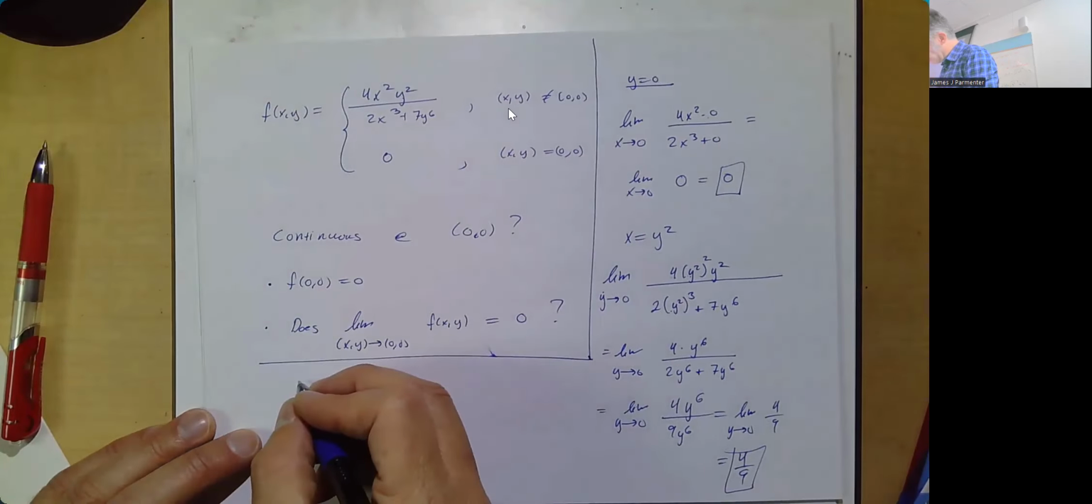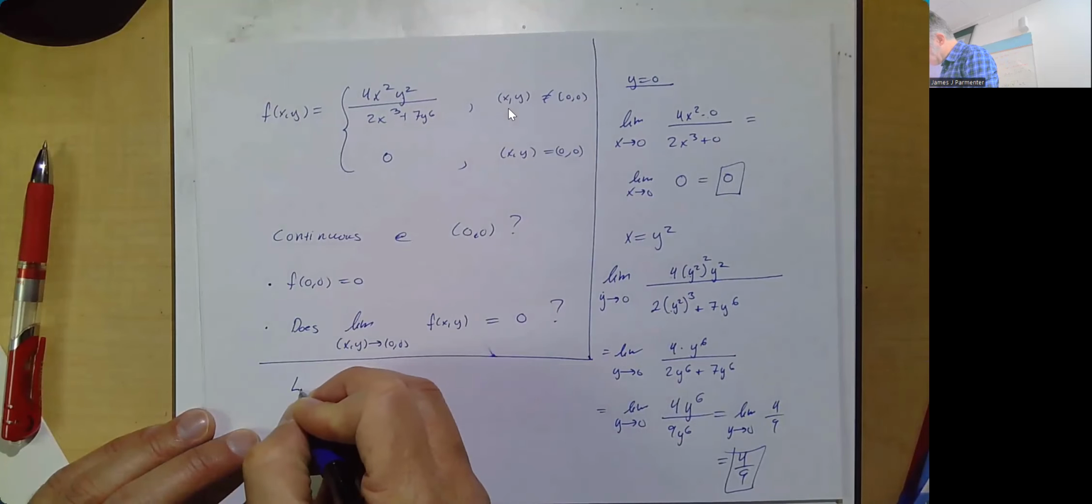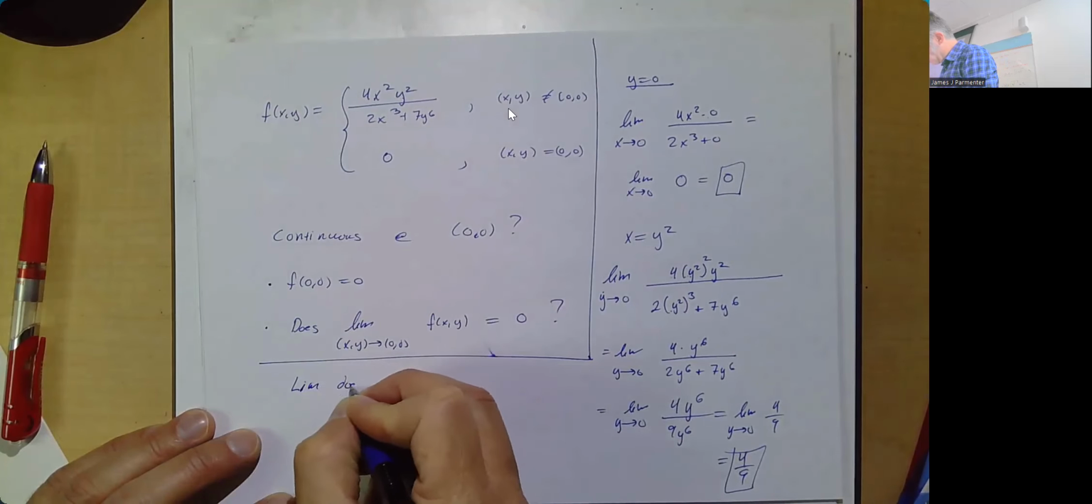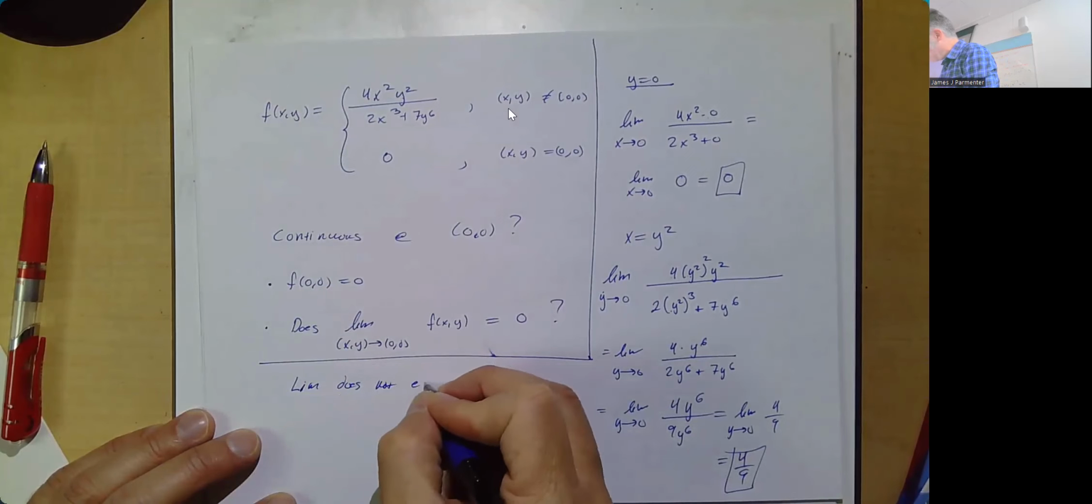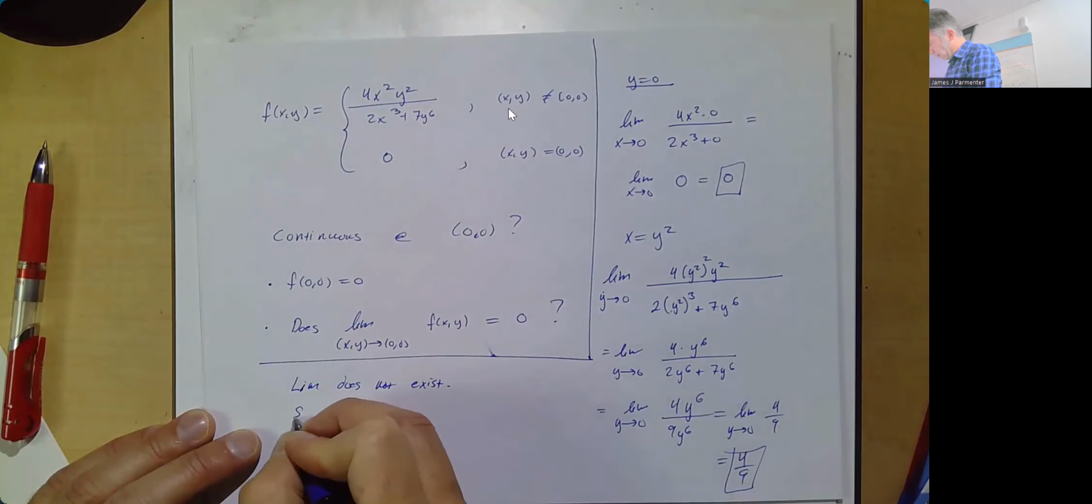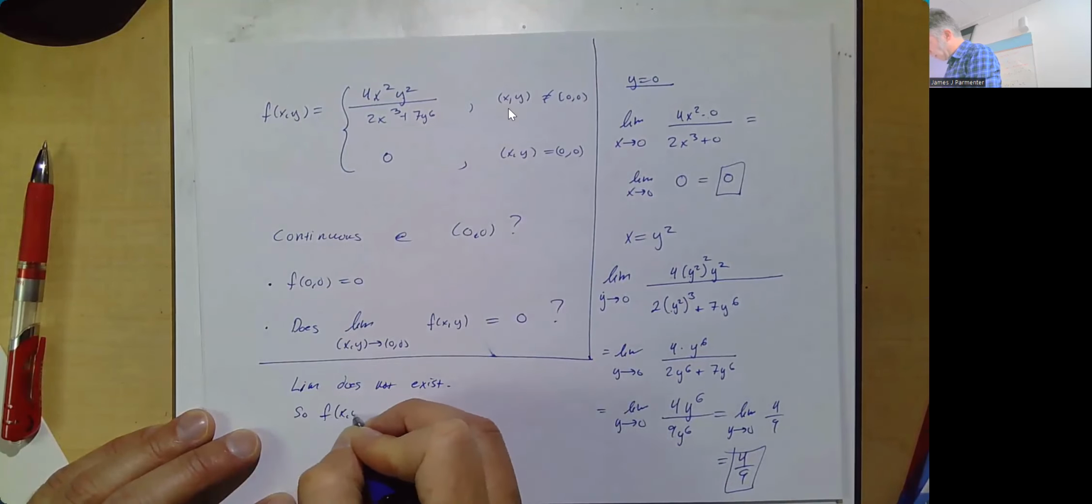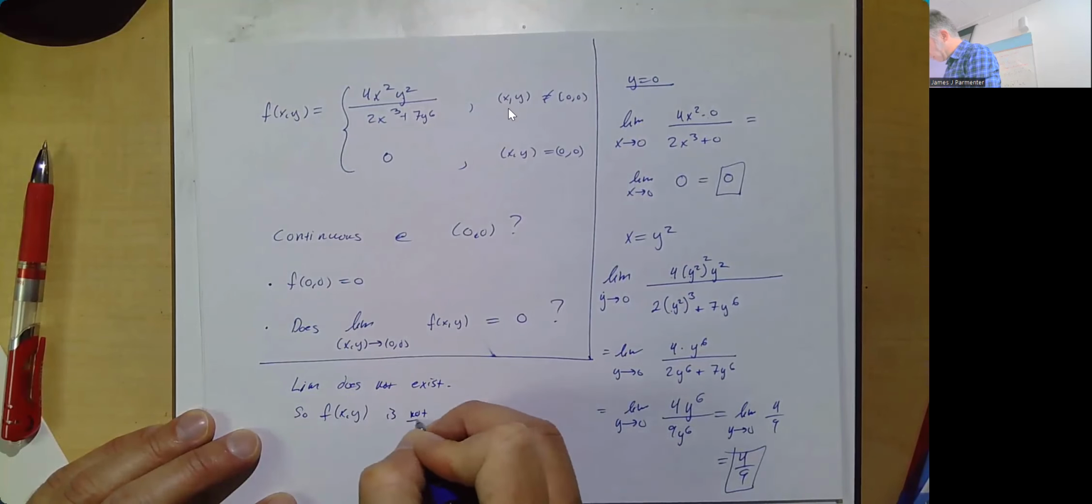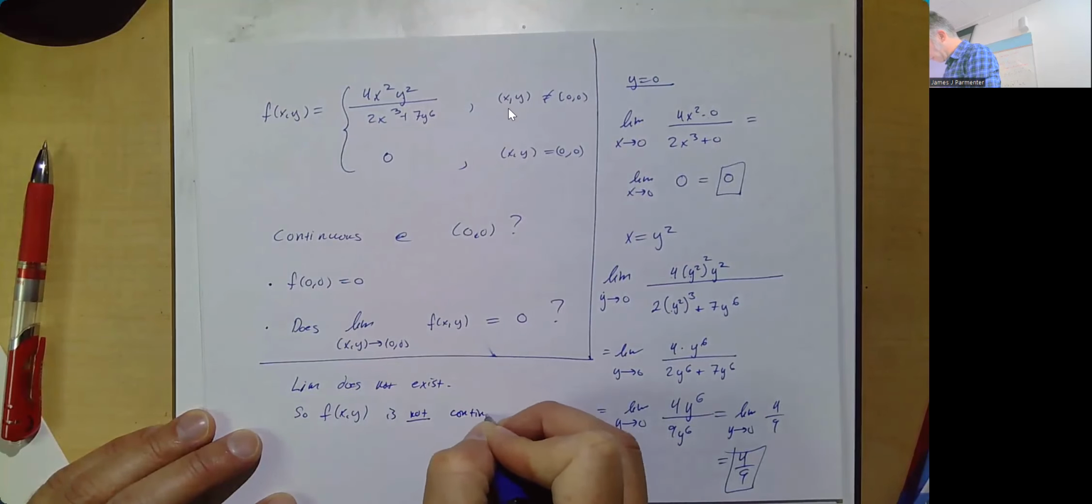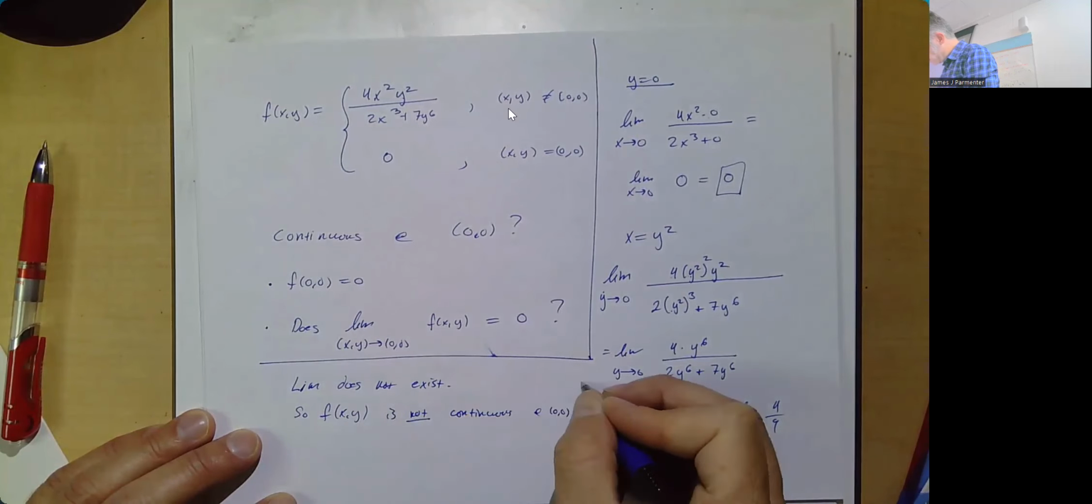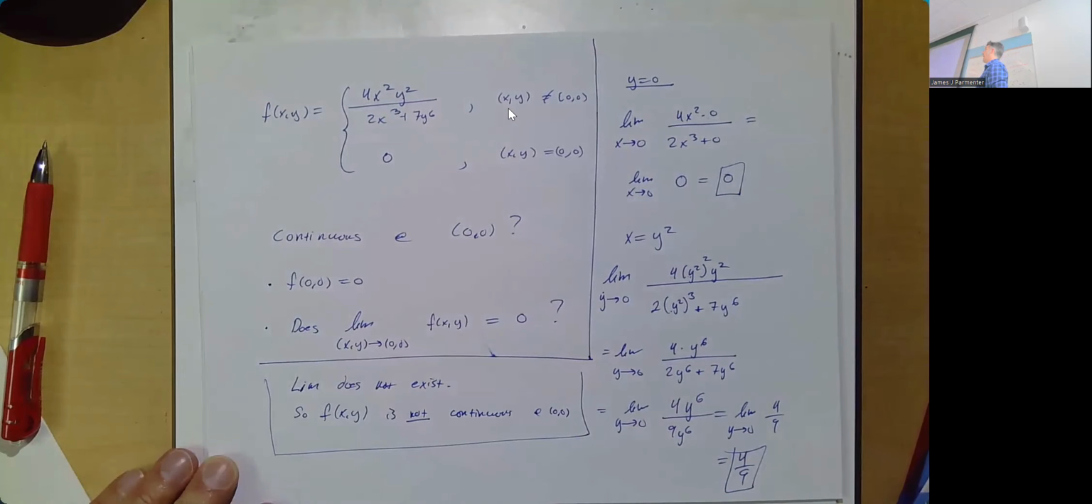So, limit does not exist, which means the function cannot be continuous at that point. So f of x, y is not continuous at 0, 0. The limit has to exist for the function to even have a chance of being continuous.